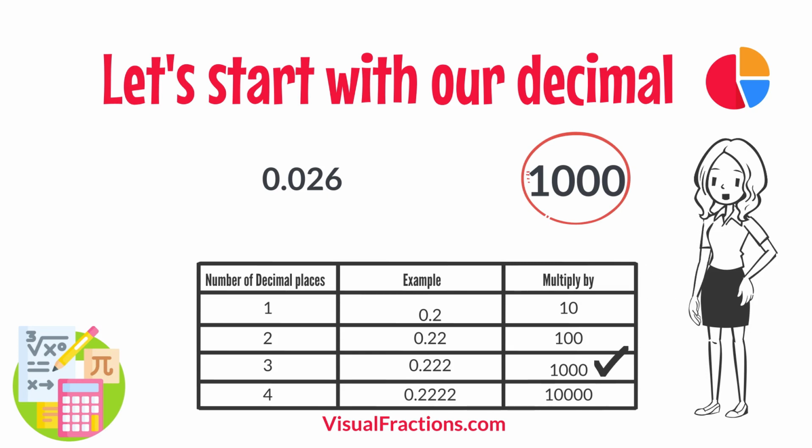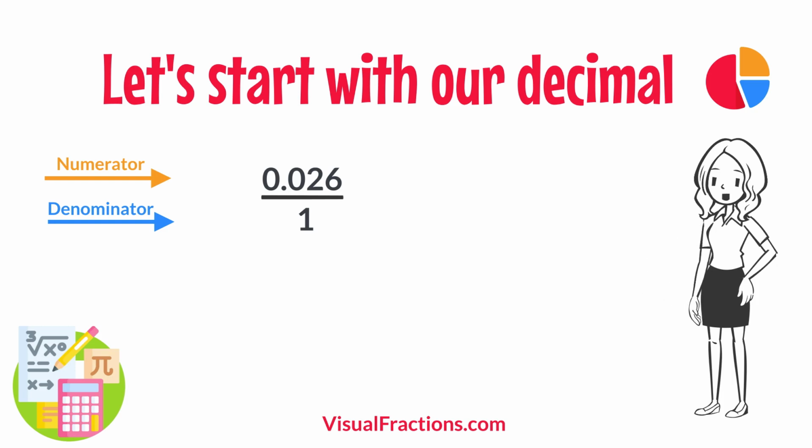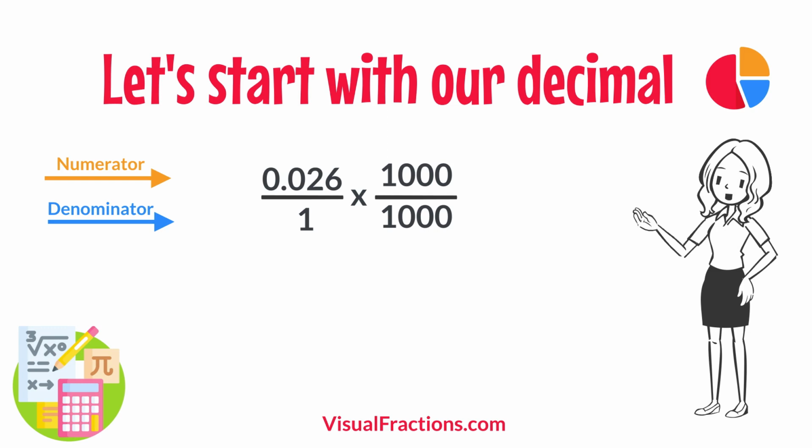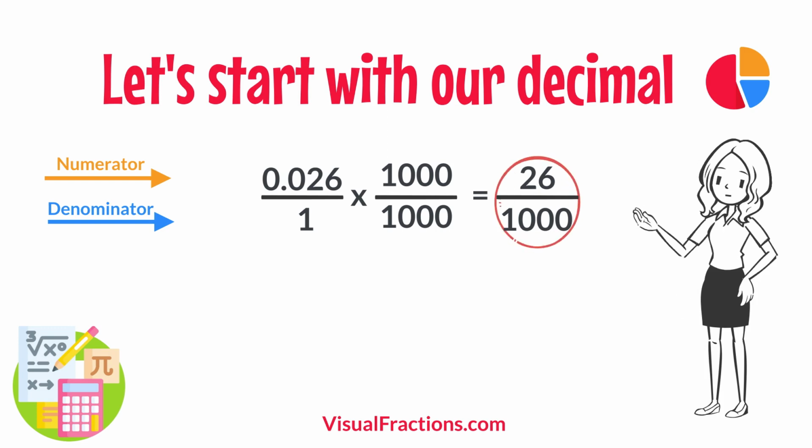To convert this decimal into a fraction, you initially put 0.026 over 1, essentially treating the decimal as the numerator in a fraction where the denominator is 1. This sets up the conversion process where we multiply both the numerator, 0.026, and the denominator, 1, by 1000 because there are 3 decimal places. So, 0.026 times 1000 gives us 26, and 1 times 1000 gives us 1000. This translates 0.026 to the fraction 26 over 1000.